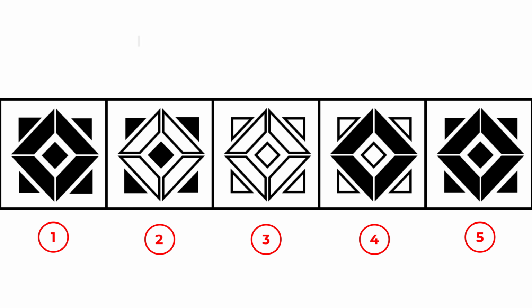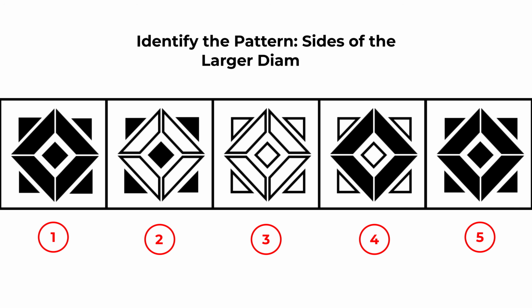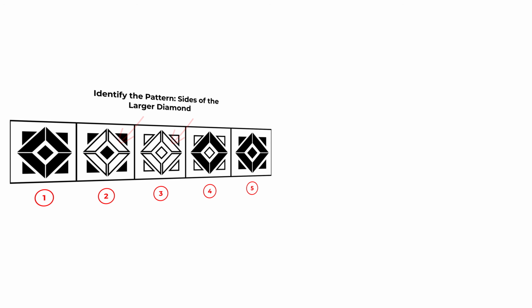And then the third pattern is the sides of the larger diamond. If you look closely, you see that the sides of the larger diamond in the first shape are black, then we have 2 white shapes, and then 2 blacks again.